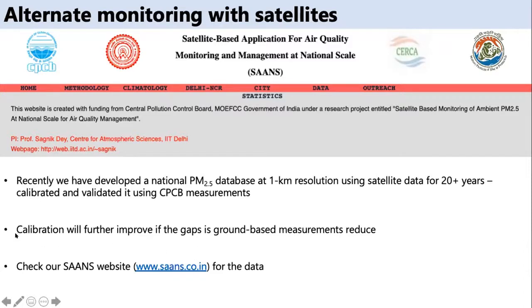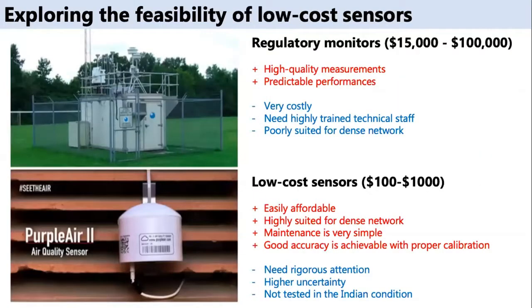I want to mention that when we tried to calibrate our satellite-based measurements, we found that especially in the areas where we do not have monitoring, those gaps really impact your calibration. And that is why we really need to fill that spatial data gap. The other alternate way to monitor air pollution, which is gaining very quick importance as of now, is low-cost sensors. And that brings us to this webinar.